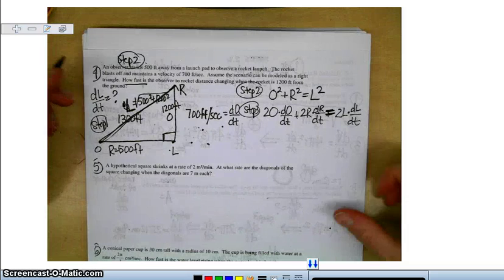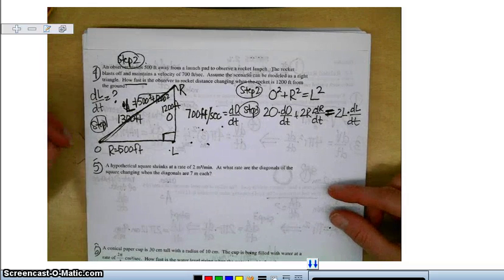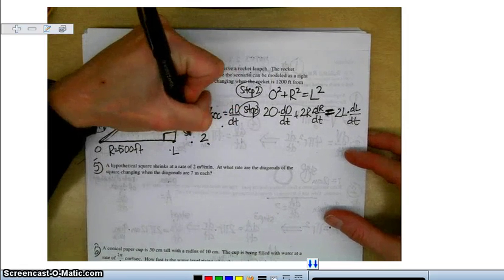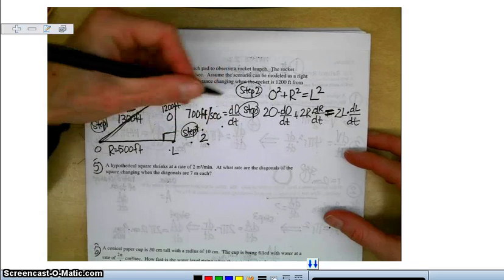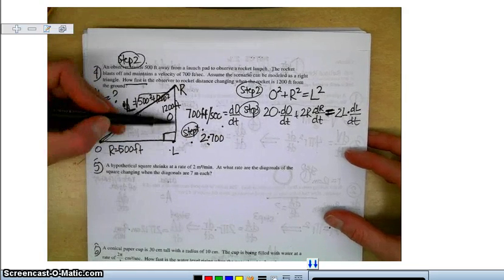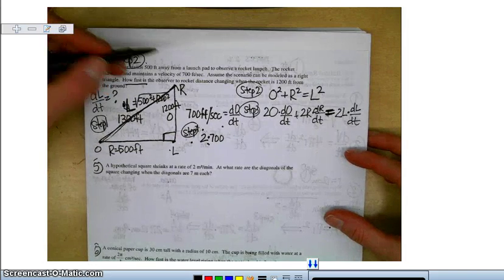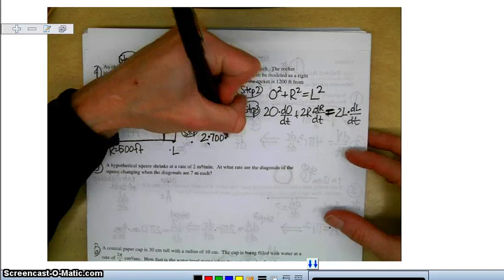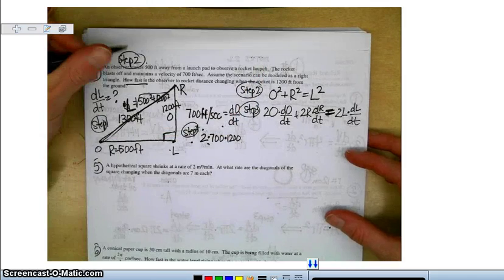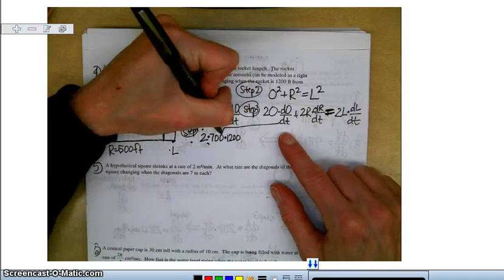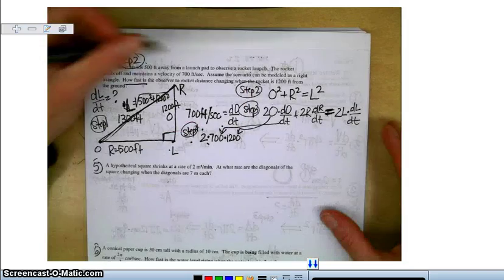Okay. So now what do we do in step 4? Plug things in. So what was O? O is 700, so 2 times 700. What is dO over dt? O is 1200. So can I just say 2 times 700 times 1200? Because isn't dO over dt 700? So dO over dt is 700 and O is 1200, okay.